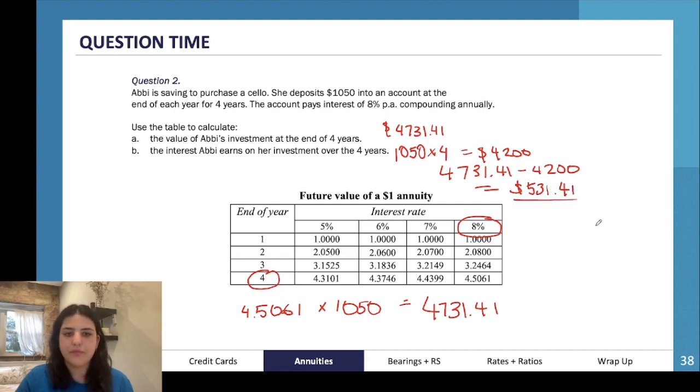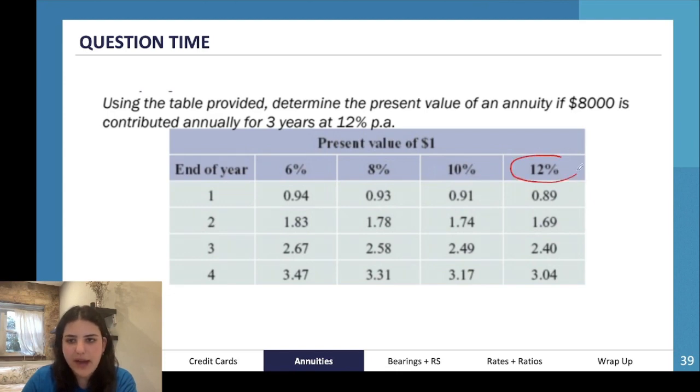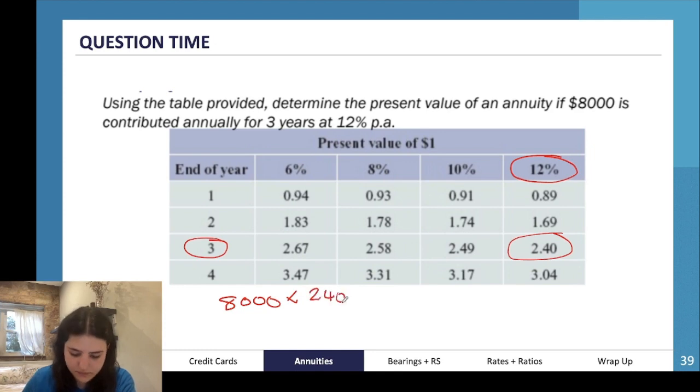Like so. Okay, using the table provided, determine the present value of an annuity if $8,000 is contributed annually for 3 years at 12% per annum. Okay, so it is annually, again, 12% per annum for 3 years. Our rate is 2.40, so it's simply 8,000 times 2.40, which is 19,200.